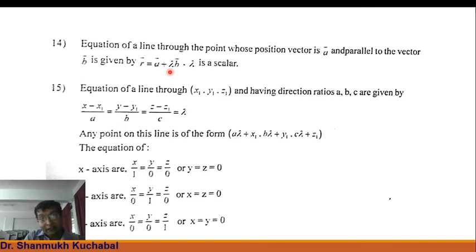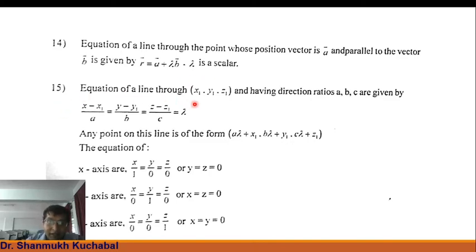Lambda is a length: one vector is there, another vector is parallel to it. So how much distance is there between the two? Maybe 5 units, 6 units, or 1 unit; that is represented by the scalar quantity lambda.